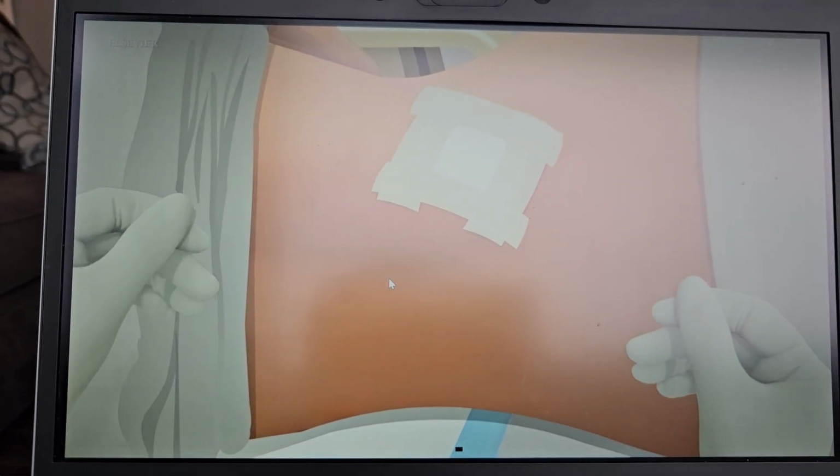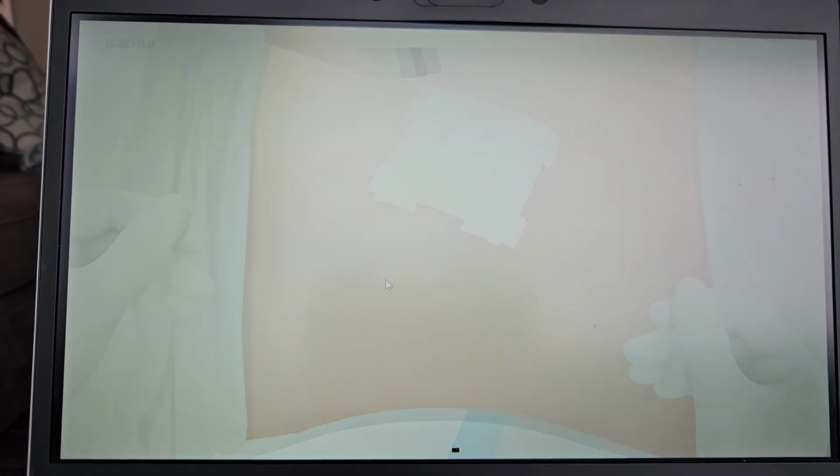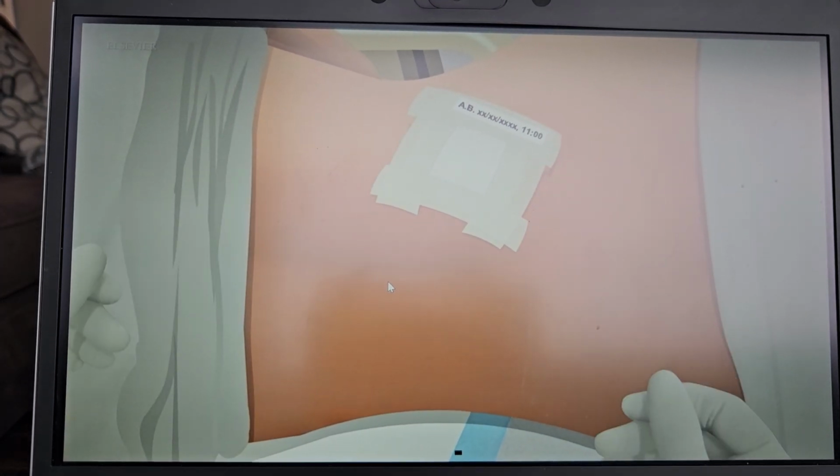Apply a dry pressure dressing to the site. Label the dressing per the organization's practice.